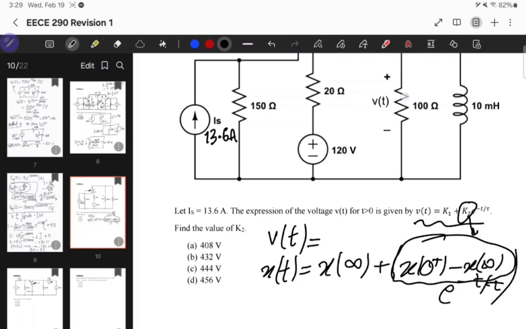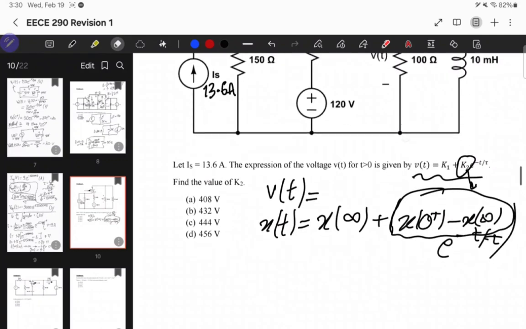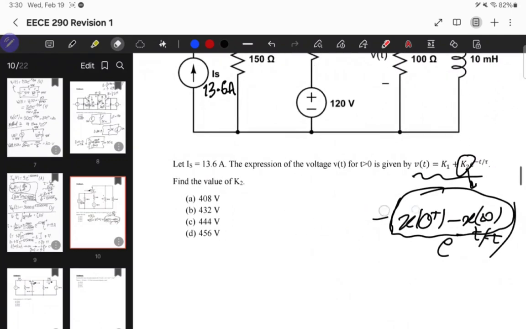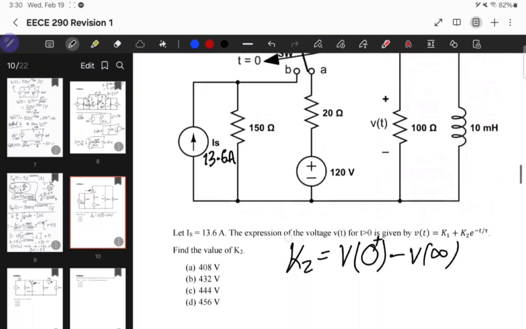So our problem is divided into two parts. We need this at time equals 0 plus and at time approaches infinity, and we get the expression of K2. Okay, sorry about that. So we agree that K2 is equal to V at 0 plus minus V at infinity.